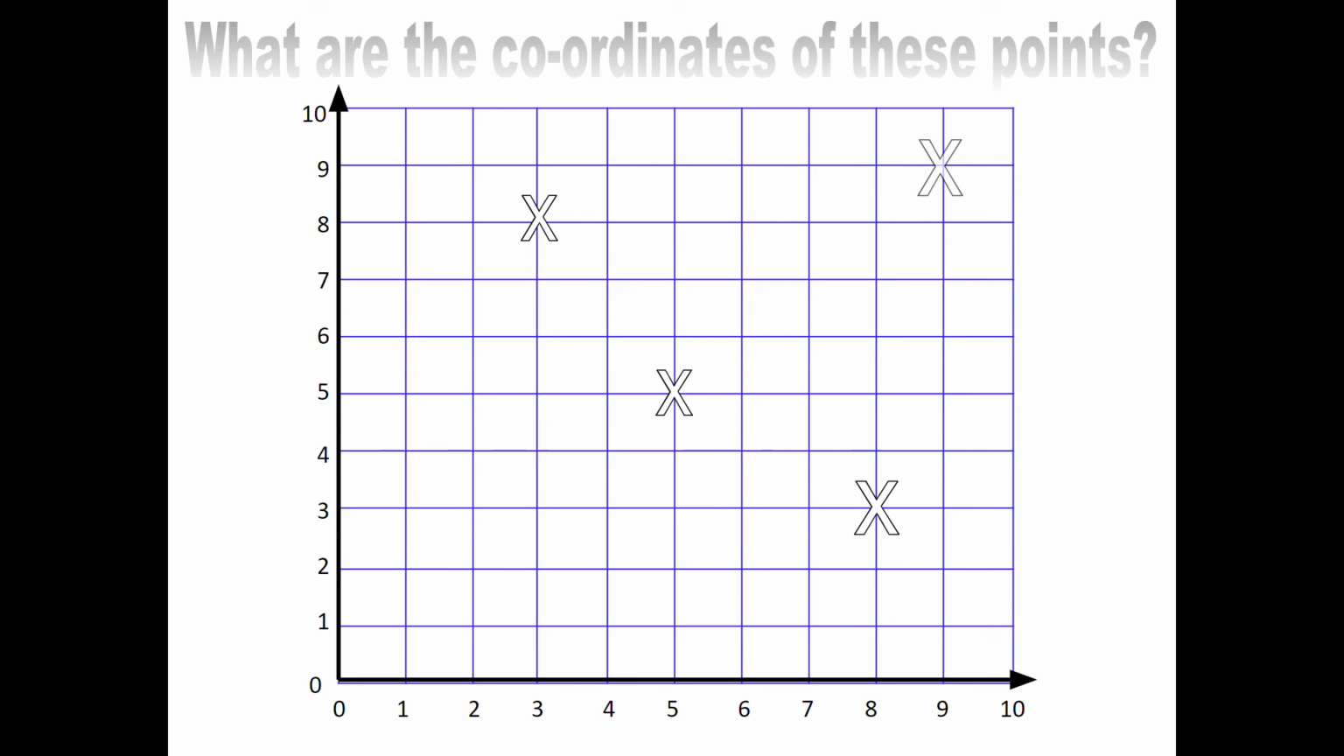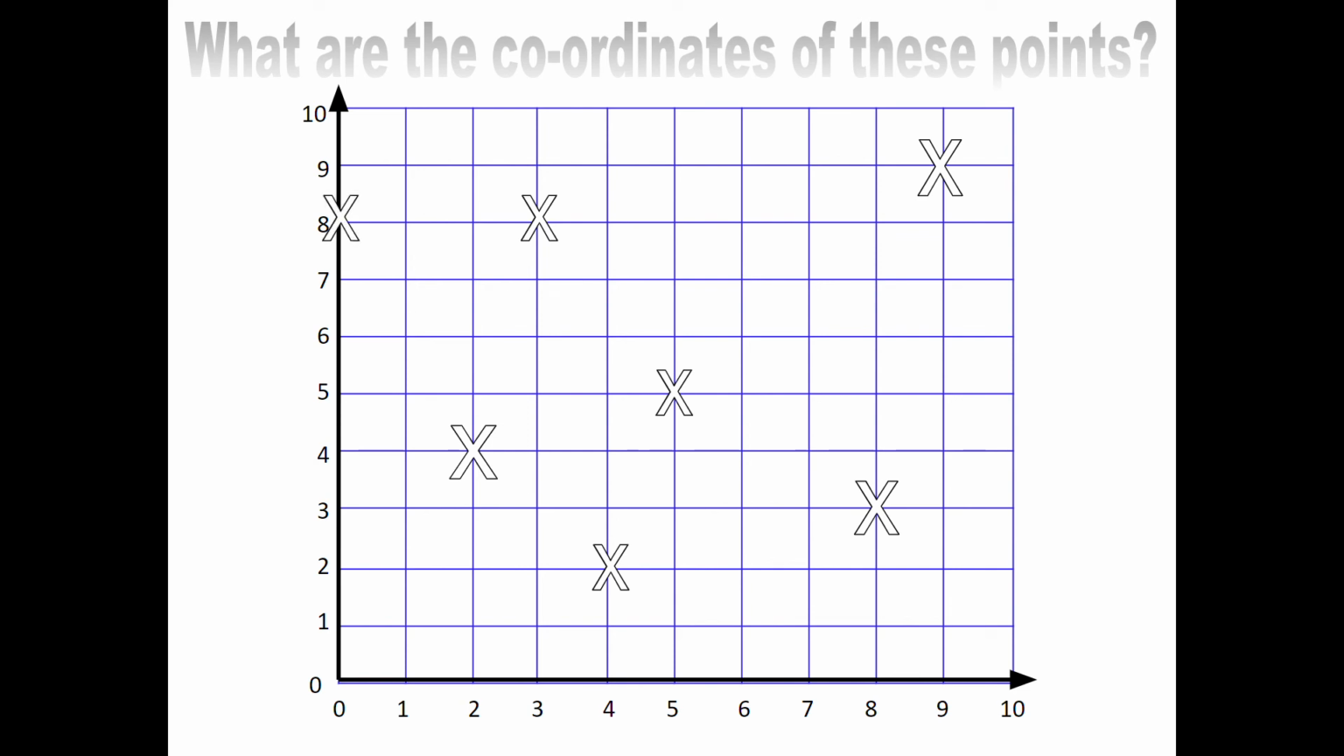And this one? You went over 9, you went up 9. So the ordered pair is 9, 9. And this one? You went over 2, you went up 4. So the ordered pair is 2, 4. And this one? You went over 4, you went up 2. So the ordered pair is 4, 2.